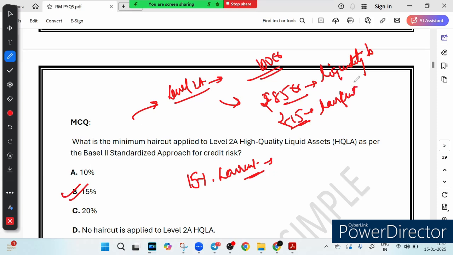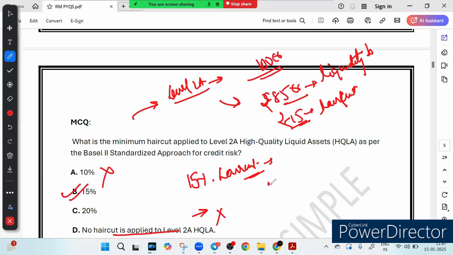Option A says 10%. This is incorrect, because 10% is applied to certain Level 2B assets, which are lower quality assets. Level 2A assets require a 15% haircut. Option C says 20%. This is also wrong, because the haircut for Level 2A assets is fixed at 15%. However, a higher haircut may apply to riskier asset categories like some corporate bonds or equities under Level 2B. Now, option D says no haircut. This is a common misconception and it is incorrect.